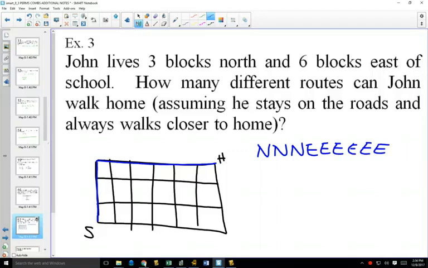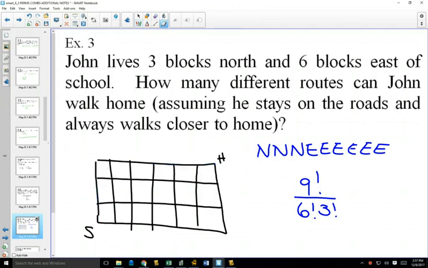And if you realize that every route that he takes home is just a rearrangement of those norths and those easts, because he always has to go north 3 blocks, he always has to go east 6 blocks, but the order that he does that doesn't matter. It becomes a question of how many ways could you rearrange those letters. Now, if they were all different letters, it would be 9 factorial, but we have identical letters in there. So it becomes 9 factorial over 6 factorial, 3 factorial.